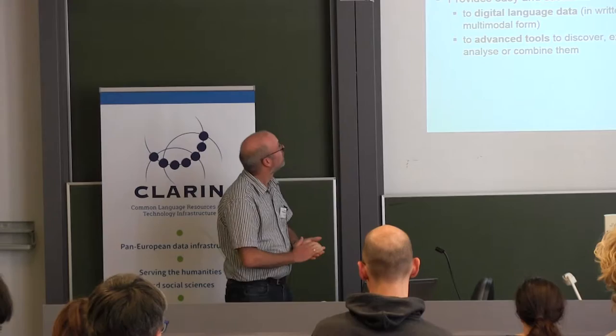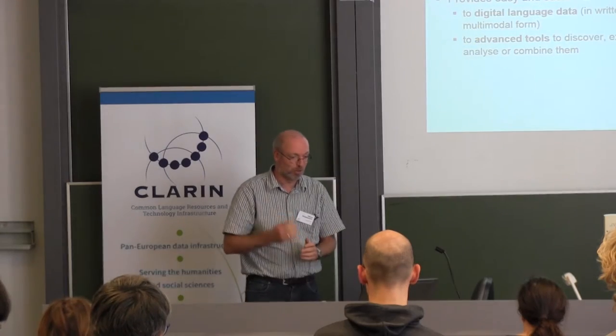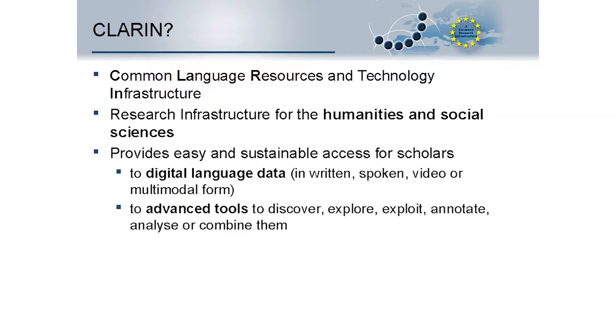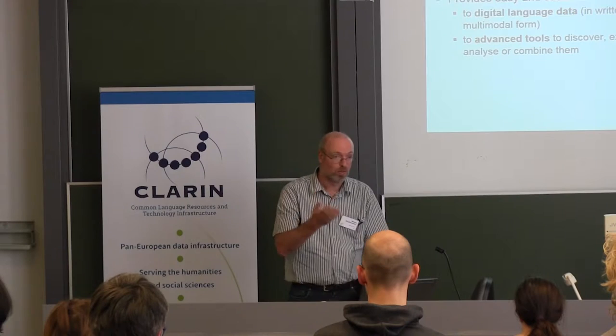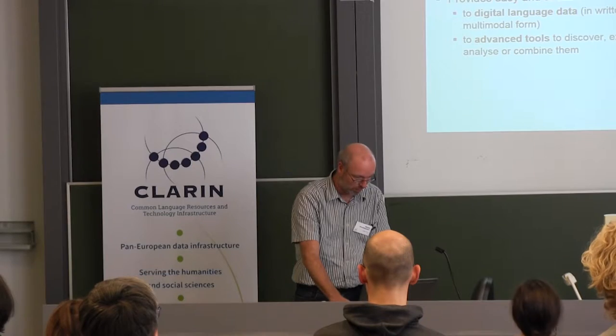So what is CLARIN? It's the Common Language Resources and Technology Infrastructure, and it is a research infrastructure for the humanities and social sciences. You heard already from Francisca. It provides easy and sustainable access for scholars both to digital language data in many modalities, but also to advanced tools to do something with them, to discover this data, so resource discovery is very important, but also to work with it, to annotate it, to analyze it. So what we already heard, what would be nice to do with newspaper articles and so on.